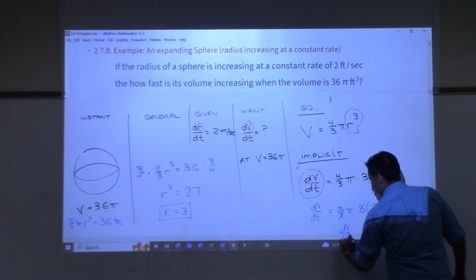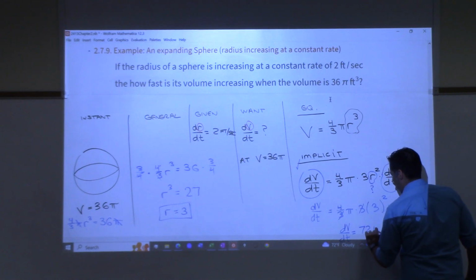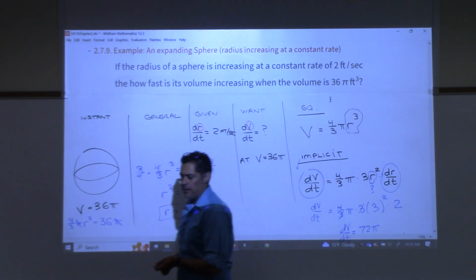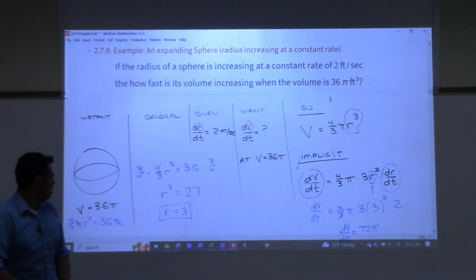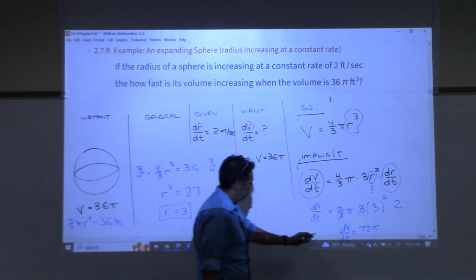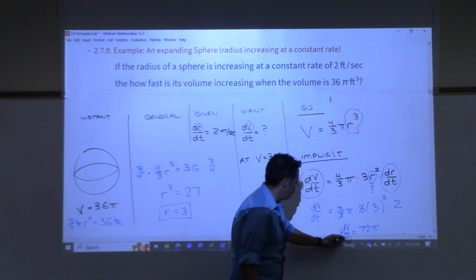dv dt equals 72 pi. 72 pi. I need to put my units on this. 72 pi what? Well, time is measured in what?